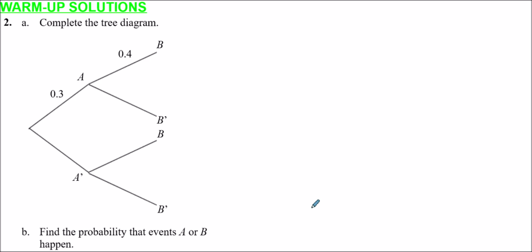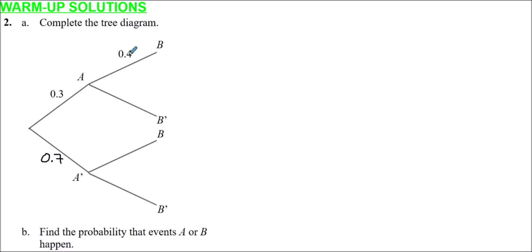Warm-up question 2, we have a tree diagram to complete. A little heads up, tree diagrams are going to form the basis of the next lesson. Not here, but the next lesson. So let's have a look how this is labelled. So we've got A here, which represents event A. A dashed means the complement of event A. A dashed means not A. So if the chance of A happening is 0.3, the chance of it not happening must be 0.7.